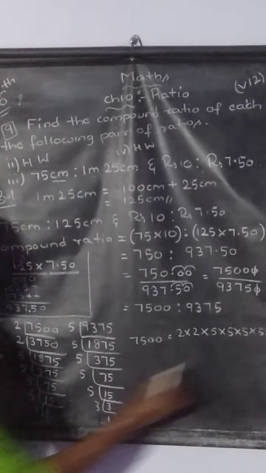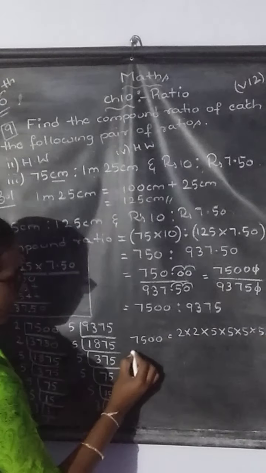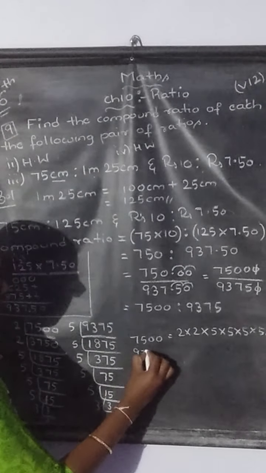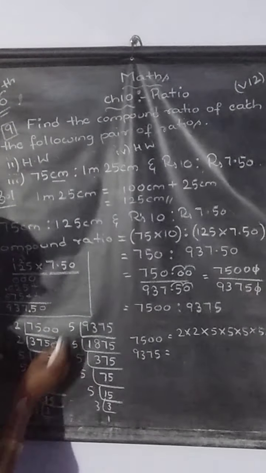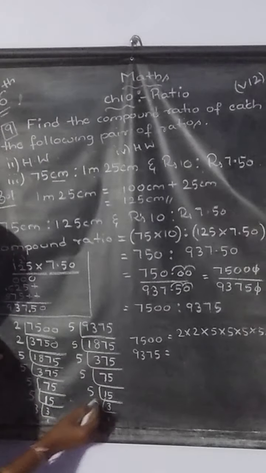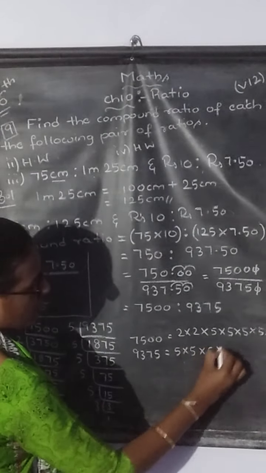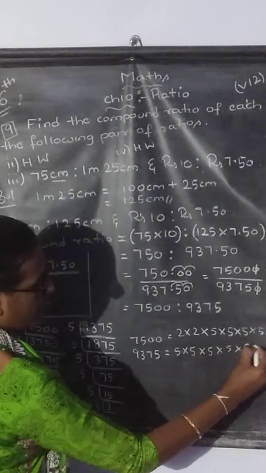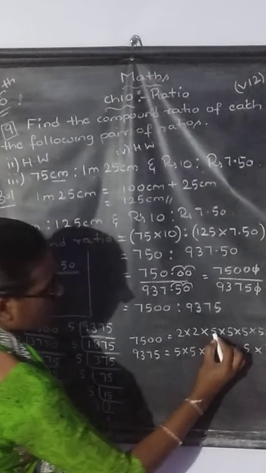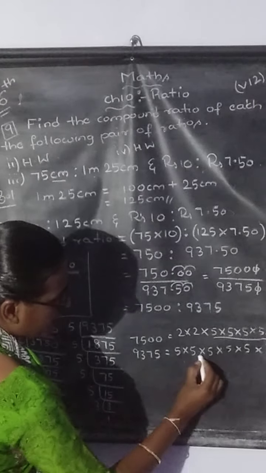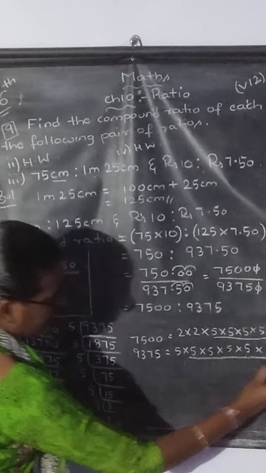Okay. Next, 9375. It can be written as 1, 2, 3, 4, 5, 5 5s into 3. 2, 3, 4, 5 5s. Okay, into 3. What is common now? 4 5s and 1 3. See, 4 5s and 1 3 is common.